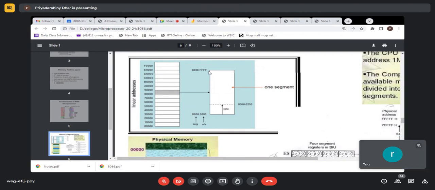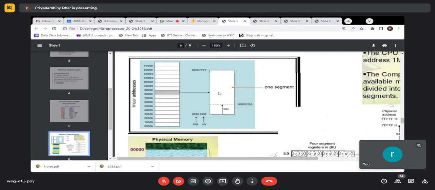This is the maximum address of this segment. Now 8000 is indicating the segment address. This segment address, 8000, is the starting address, and this is the segment address, not the offset address.